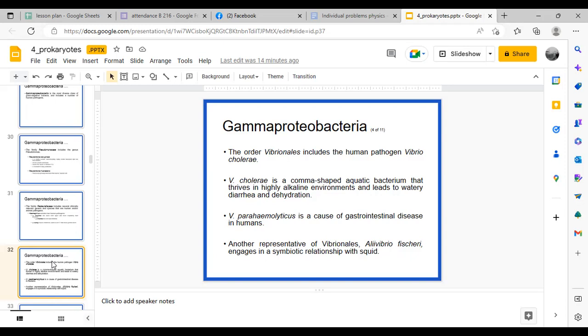Another pathogen, you have V. parahaemolyticus. So this is another cause of gastrointestinal disease in humans. So you have also Aliivibrio fischeri. So this one is in a symbiotic relationship with squid.